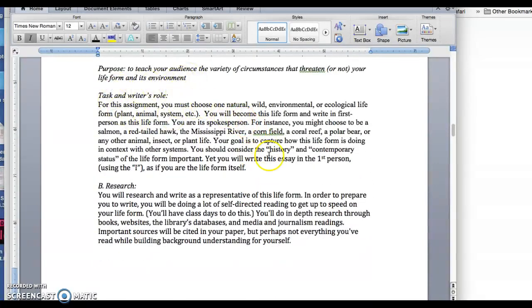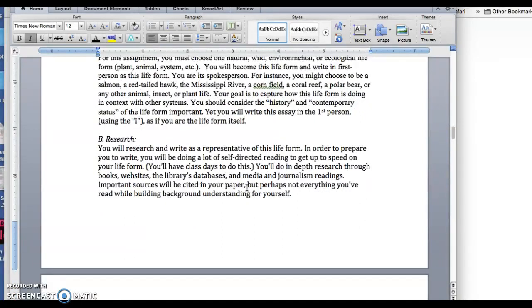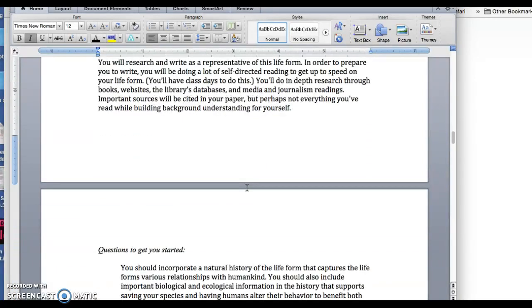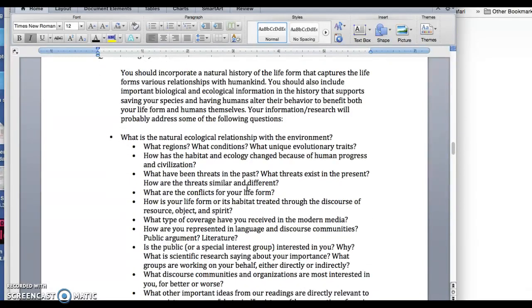Here is your role, to choose this. I offer some examples there. What's your research going to be? Well, we'll talk about the types of sources in a minute. Here, one thing you're going to want to do is include a natural history to some extent of your life form. What's that going to be? How you've been treated over the centuries, what an ideal environment is for you, how humankind helps you or hinders you, and that could be by taking away habitat, hurting your food cycle, changing your birthing and mating patterns, all of these type of things. And that could be from the chemicals that humans use to urbanization to different agricultural practices that are intrusive.